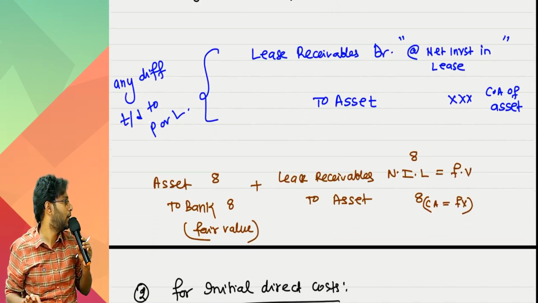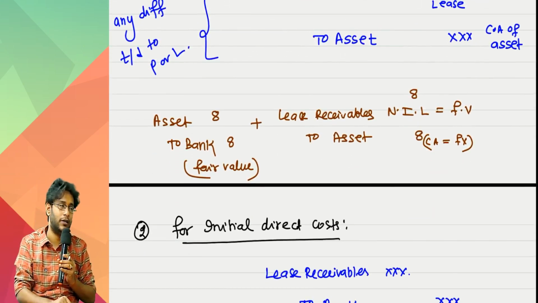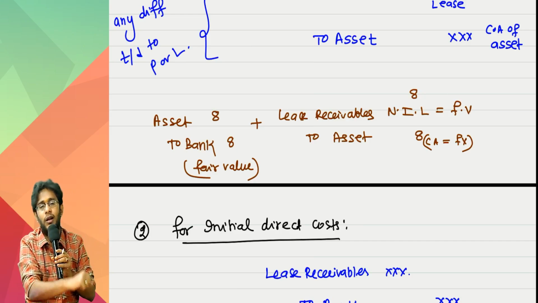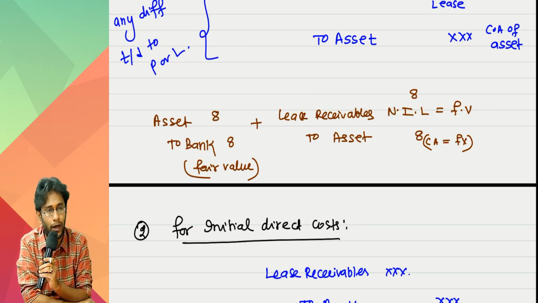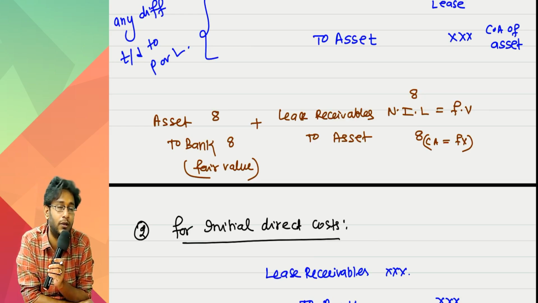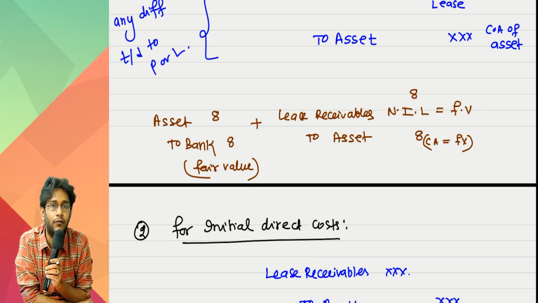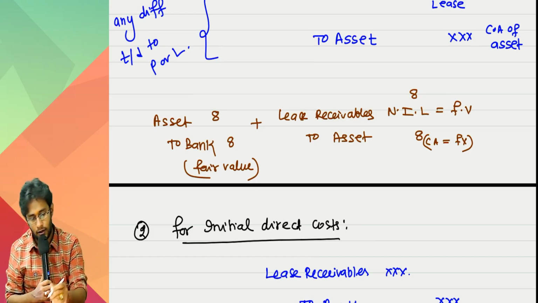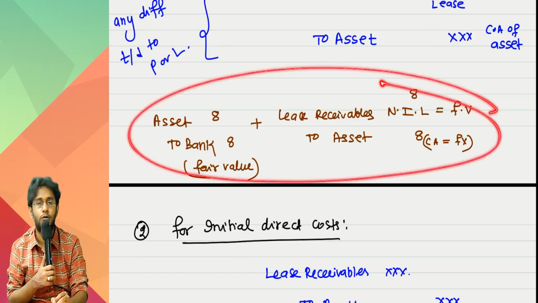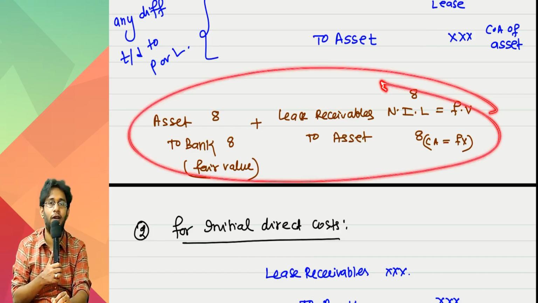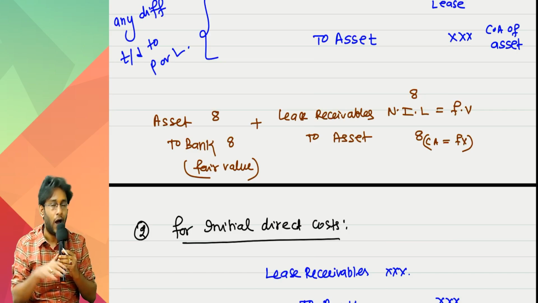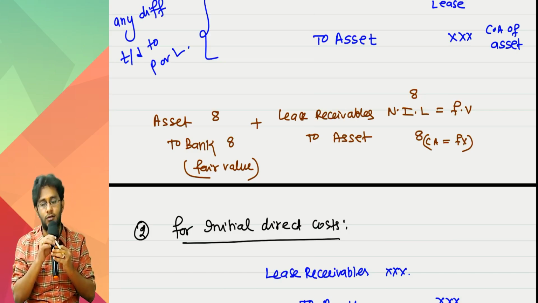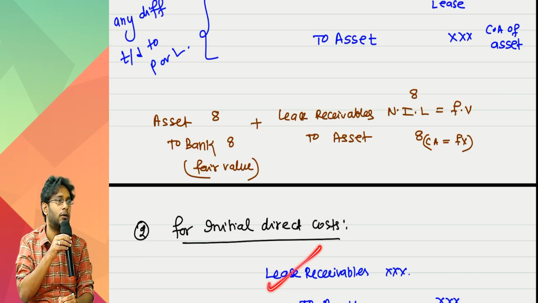I wrote it separately. In brown color, whatever two entries we wrote, club those two entries and tell me the net entry. Asset to bank, lease receivable to asset. What is the effective entry? Lease receivable to bank. What does it mean? When you give a loan to somebody, what is the entry you write? Loan to bank. Our entry will come the same way, effectively. Do you understand what I'm trying to say? You club these two entries, it will give you the feeling that you have given a loan to somebody. At loan giving time, you incurred some transaction cost. Adjust it to the same loan account.